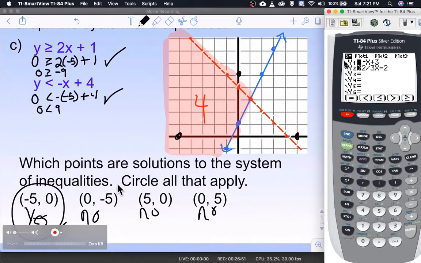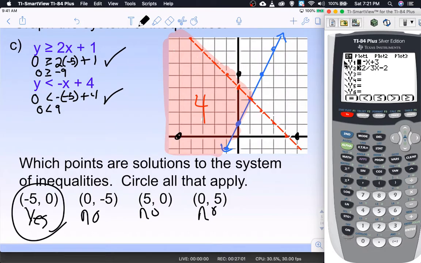If I plugged in any of these other points, actually in this problem, it won't make any of those other inequalities true. They're all going to be wrong. So that's another strategy you can use. You could actually plug the points in for the inequalities to see which ones work.